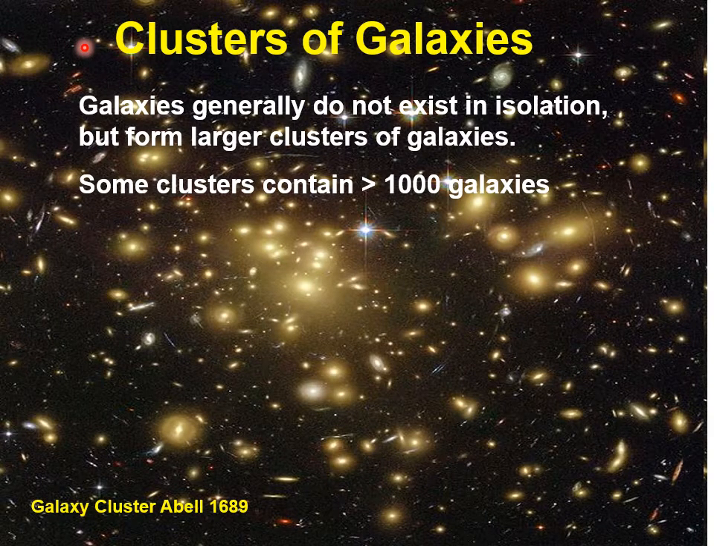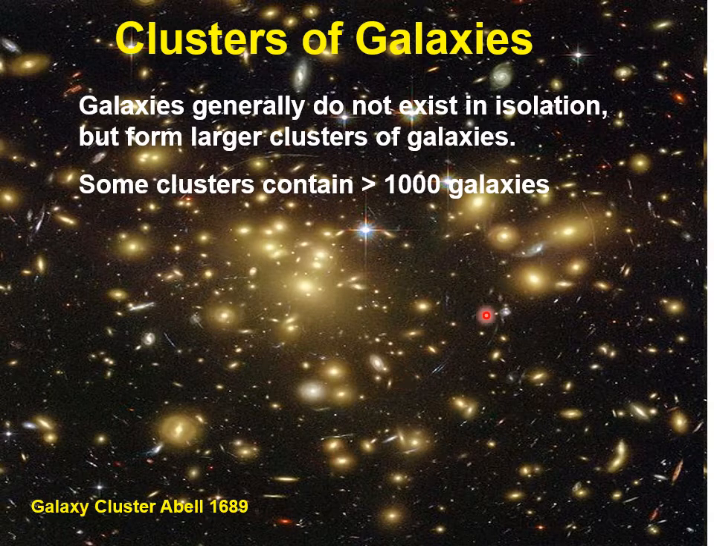Galaxies are usually not in isolation, but they are part of a larger group of galaxies called a cluster. So let's take a look at galaxy clusters. Some galaxy clusters can contain more than 1,000 galaxies. So this is one that I think I've already shown you. This is galaxy cluster Abell 1689.